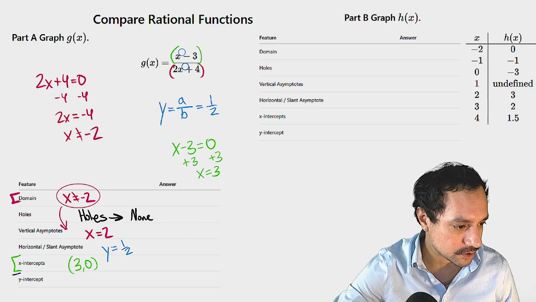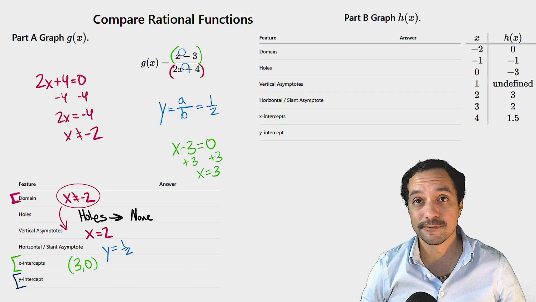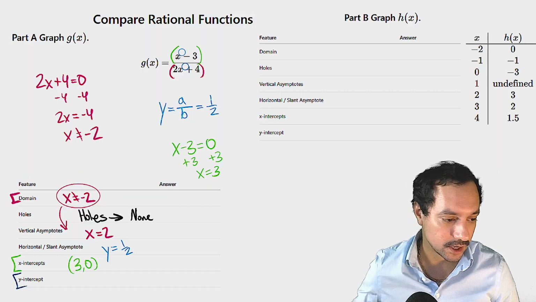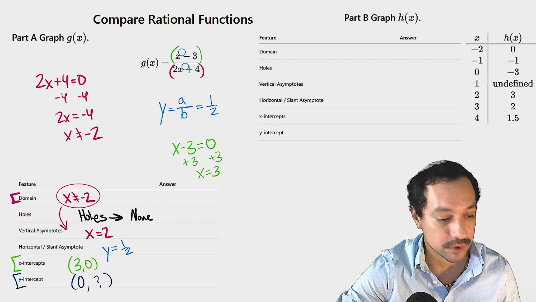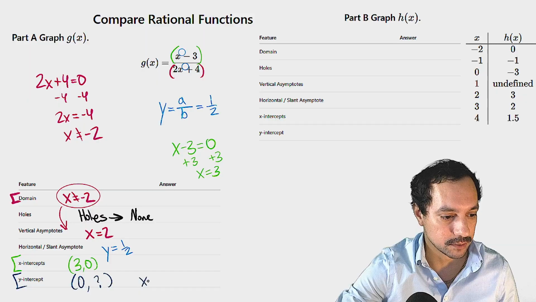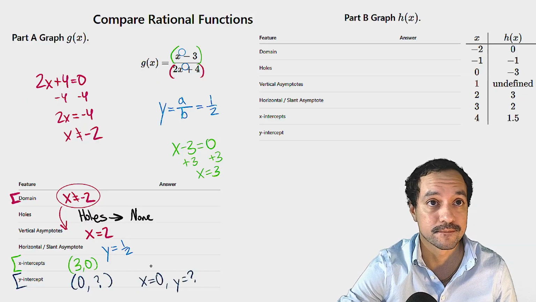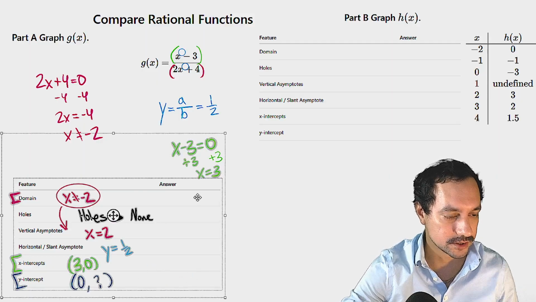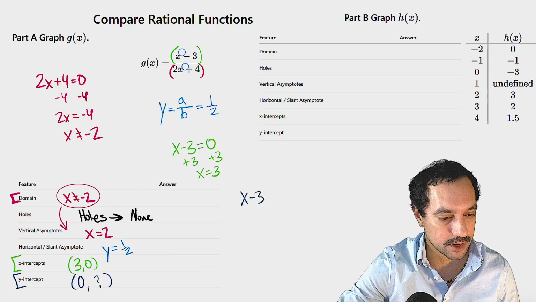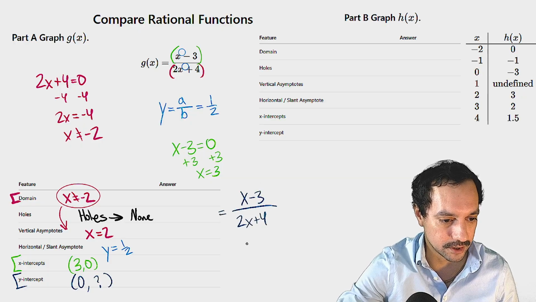All right, solving for the y-intercept is the same as it's been with linear functions and quadratic functions. The y-intercept is always going to happen where x is 0. So essentially, we're just going to plug in x equals 0, and then we're going to see what the corresponding y value is. So let me do that calculation really fast. We get x minus 3 over 2x plus 4. We're going to plug in 0 to both the numerator and denominator.